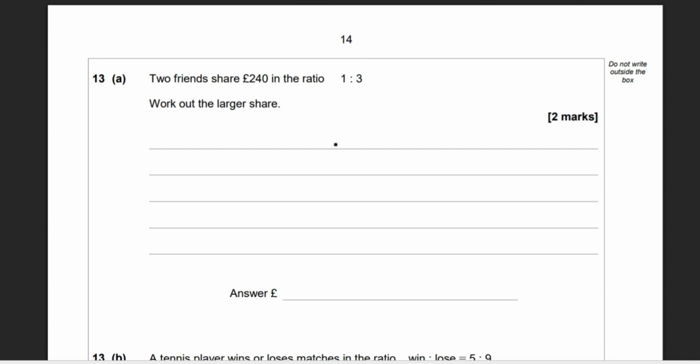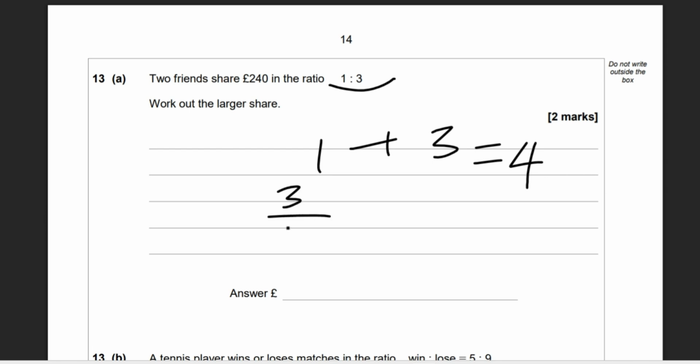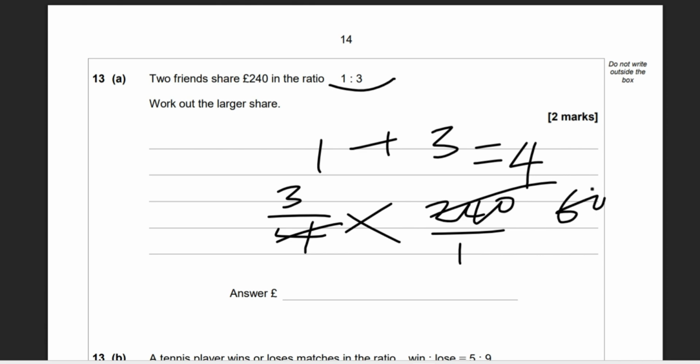13A. Two friends share £240 in the ratio 1:3. Work out the larger share. So what do you do? Get the total ratio. So total ratio is 1 plus 3, and that will give us 4. So if the total ratio is 4, how do we get the larger share? The larger share comes from the larger ratio. So the larger ratio is 3. So you can take the 3/4 multiplied by 240/1. Take the larger ratio over the total ratio times 240/1. And when you divide, this is 60. So 3 times 60 is 180. So the larger share is 180.